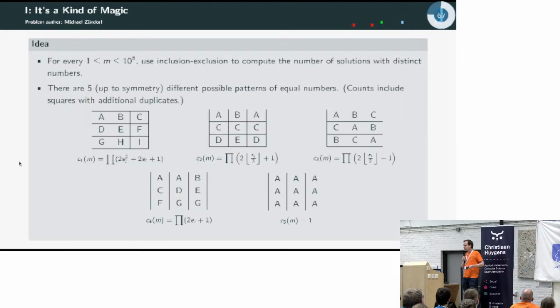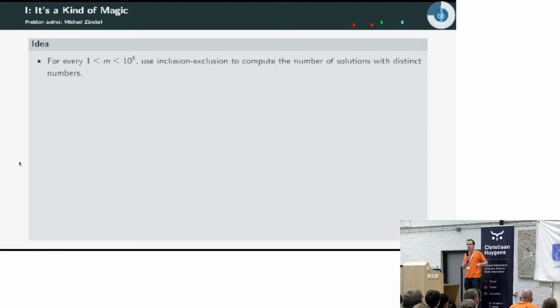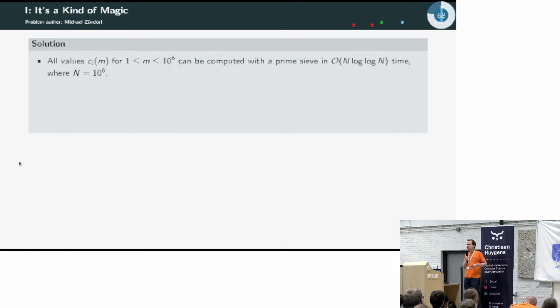And then we can do inclusion-exclusion, but note that all these counts from the previous slides can be pre-computed using some prime sieve in order n log n time. Where n here is at most 10 to the power 6, because the input was bound by 10 to the power 18, but because we are only interested in cubes, we take the cube root of this. And then inclusion-exclusion gives you some kind of formula. It's not that important what it is right now.